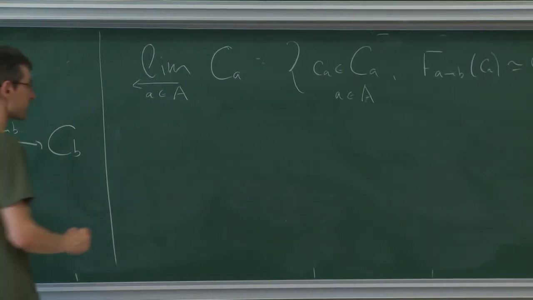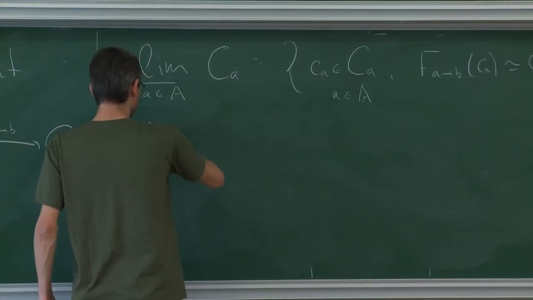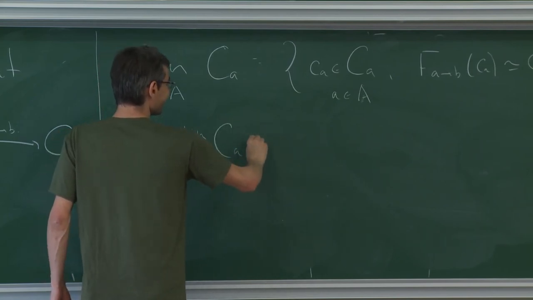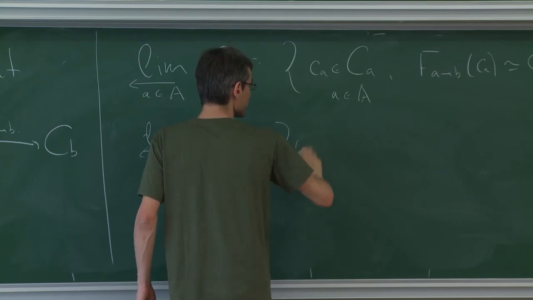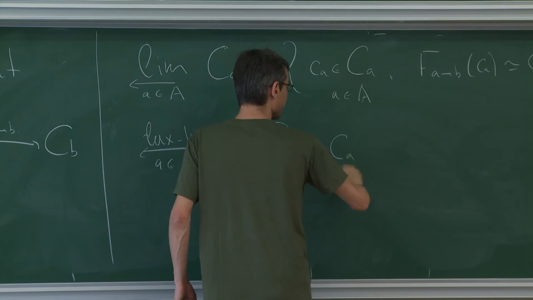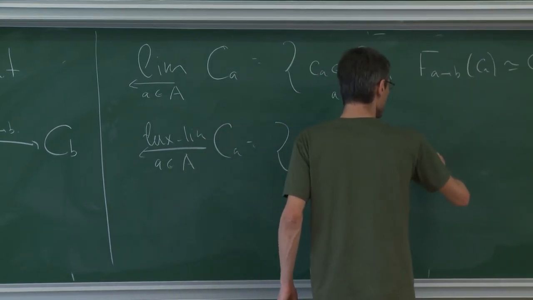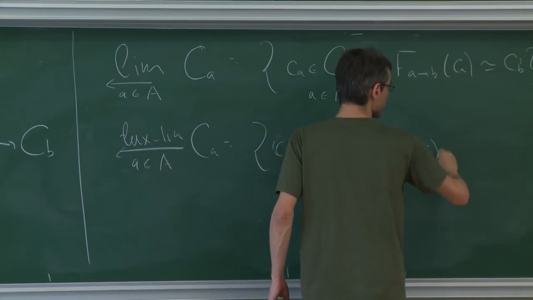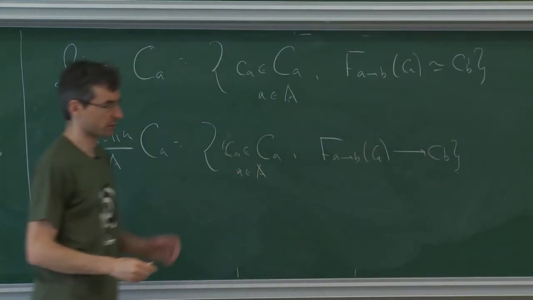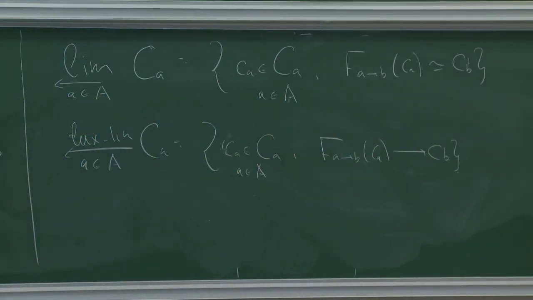But there's also another thing, called the lax limit, and I'll give an example in a moment. This is also a collection of objects like this, but now we no longer require isomorphisms, we only require maps in one direction. Which direction? In this case, this direction.